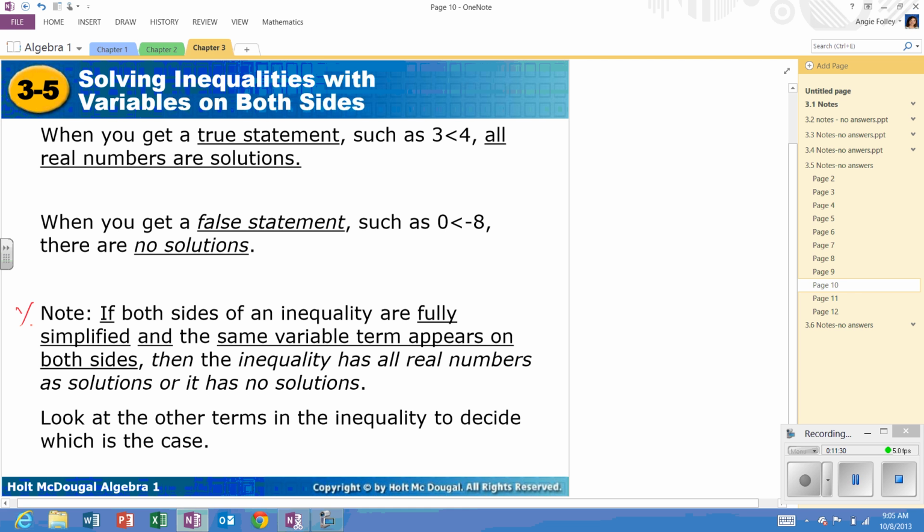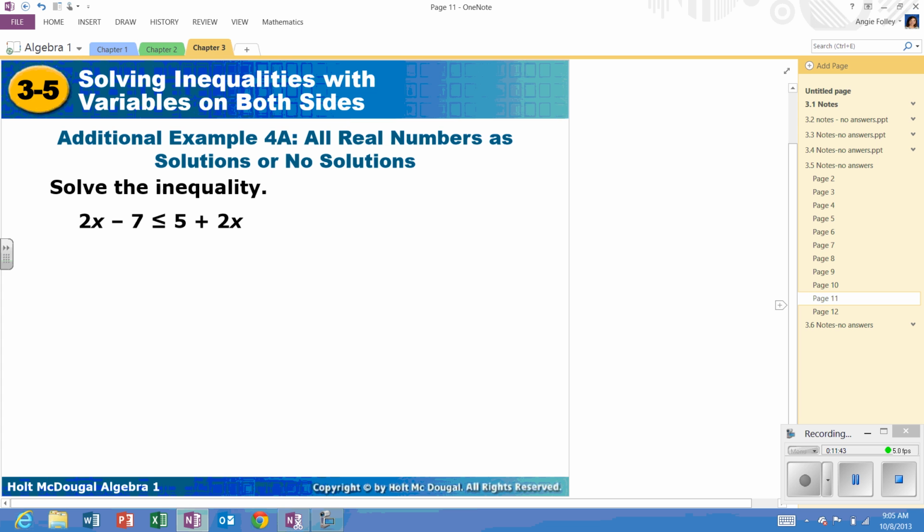So just note, if both sides of an inequality are fully simplified and the same variable term comes up on both sides, that means they cancel out, and then we need to look at the inequality left. So I think this will make more sense if you just see a problem. So here we go. You see 2x on both left and right side. Now, if I'm going to move one of those 2x's over to the left, they're just going to go away. And I'm going to be left with negative 7 is less than or equal to 5.